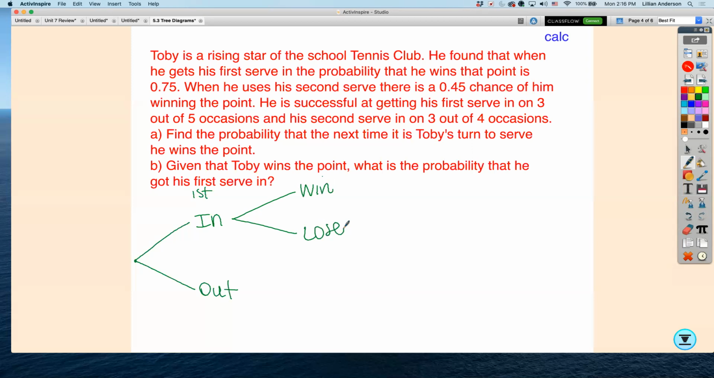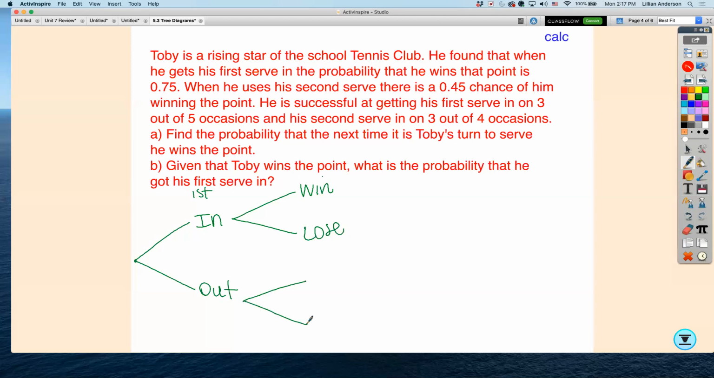Everybody follow me so far? Yes. Now, if he gets it out or if it goes into the net, then he has a second serve that he can use. So again, he gets it out, okay, he steps into the line and he serves again.